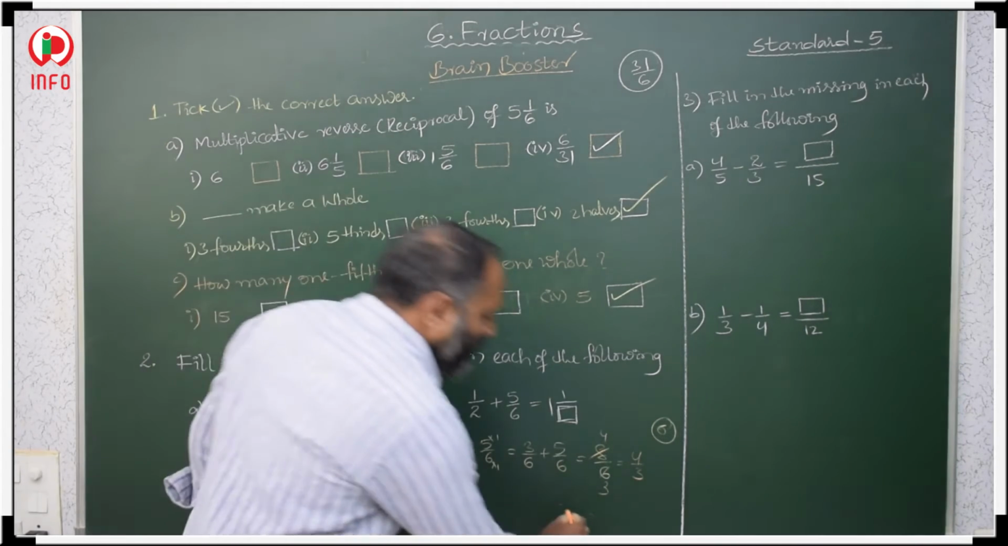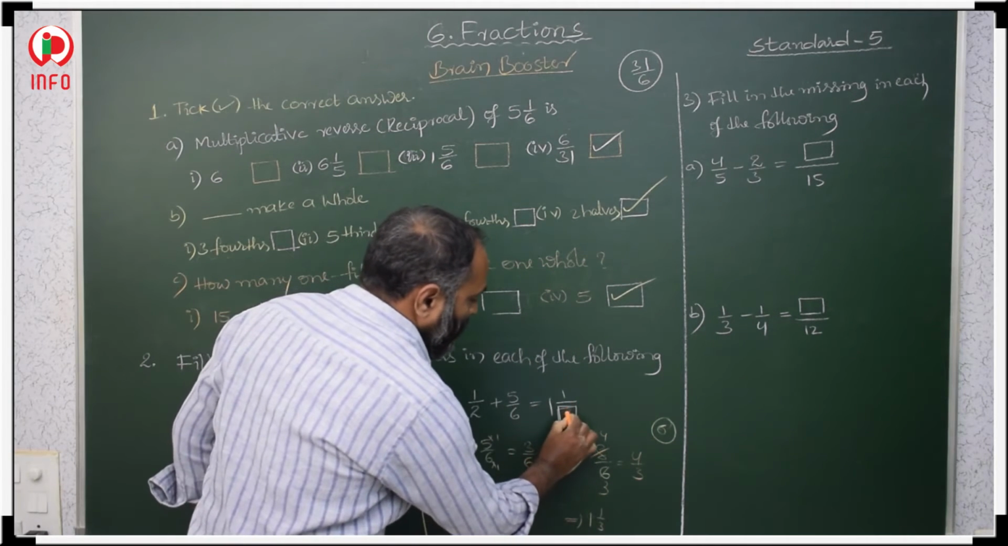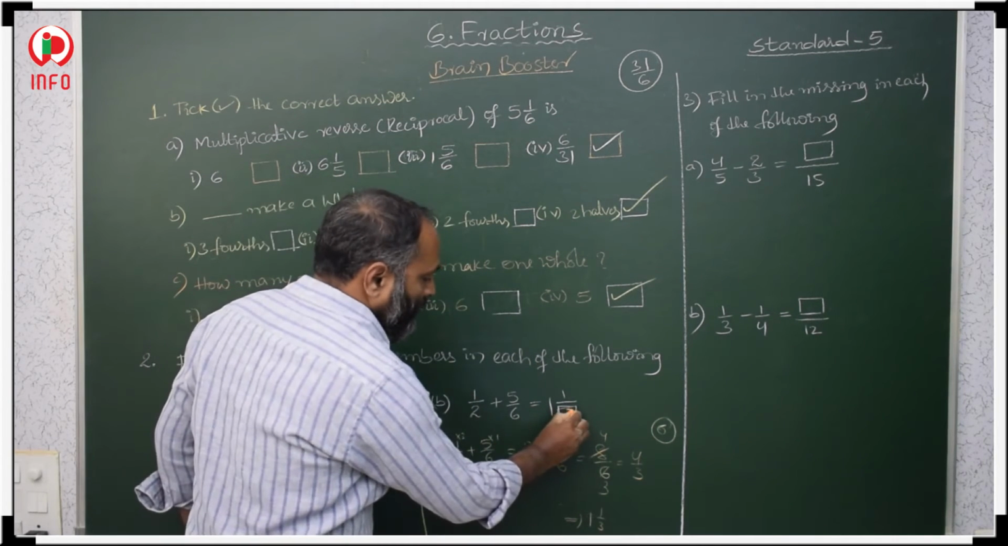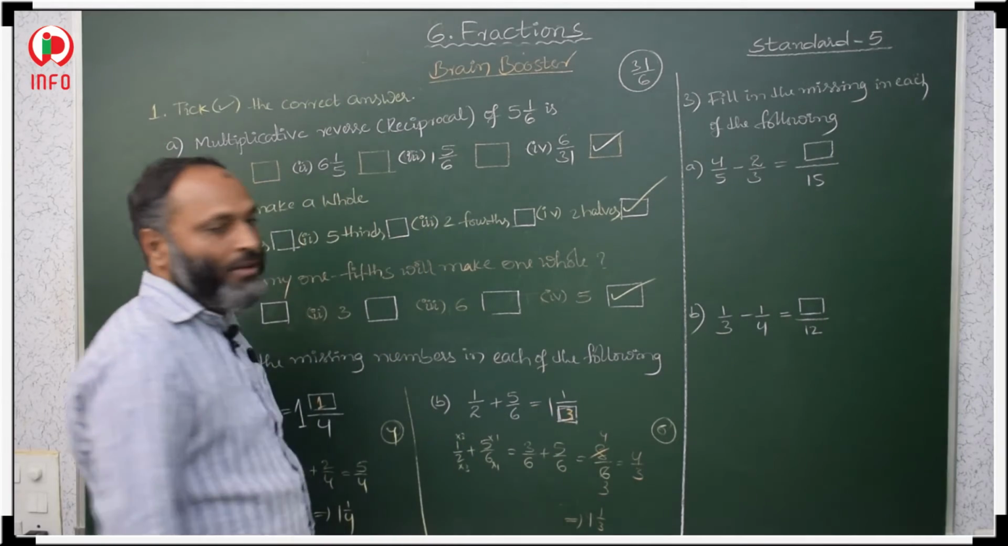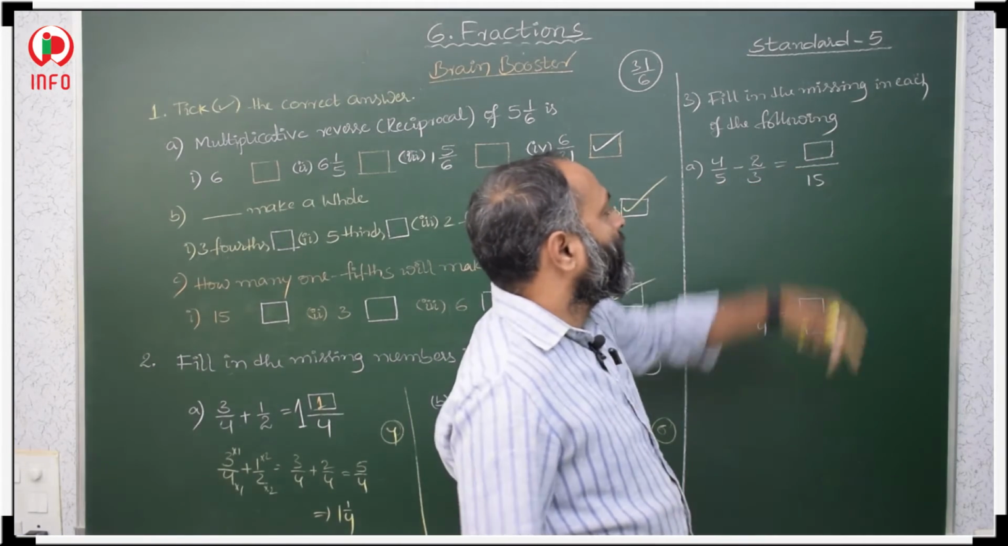Then how to convert this 4 by 3 in mixed fraction? 1 1 by 3. In this way we have to convert. Okay. Then after that, here we have to write the missing one.